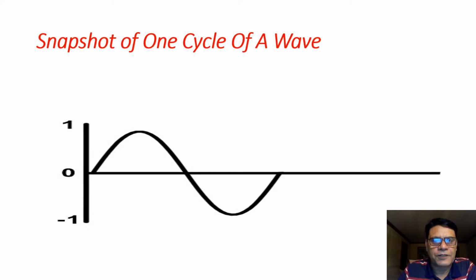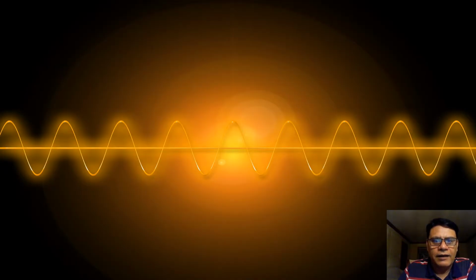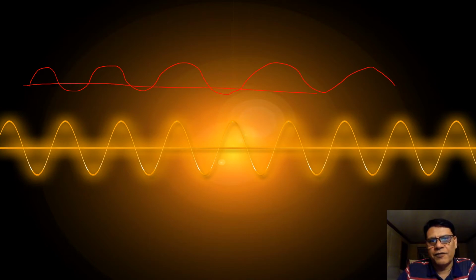So again, a snapshot of a wave: one cycle, crest, trough, and in this picture you are seeing many cycles, and there is no break, there is no grouping in it. Such waves, which are continuous, are called continuous waves.